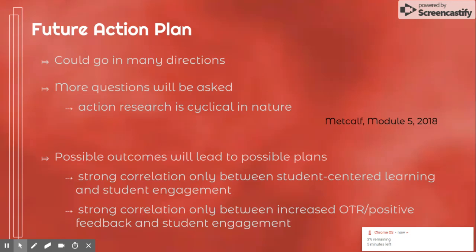If there's a strong correlation between student-centered learning and student engagement, and a weak correlation between increased OTR and positive feedback and student engagement, the next steps would differ. There can be further experimentation done specifically in student-centered settings to pinpoint what teachers can do to provide student-centered learning opportunities and maximize student engagement. If there's a strong correlation only between OTR and positive feedback and student engagement, and there's a lack of trend between student-centered learning and student engagement, then the focus will be shifted to increase OTR and positive feedback in many different settings. In this case, the next set of experiments could occur in several classrooms with teachers of differing styles, and results can be analyzed.